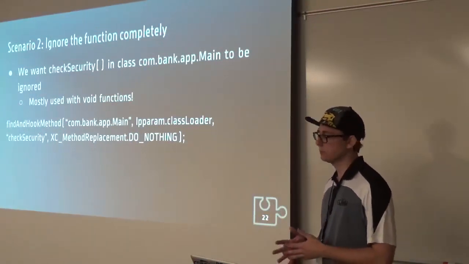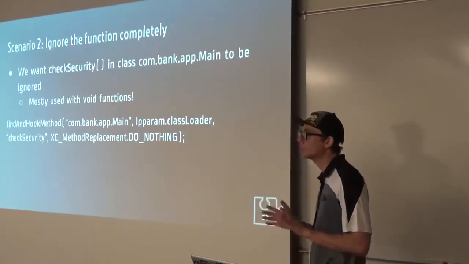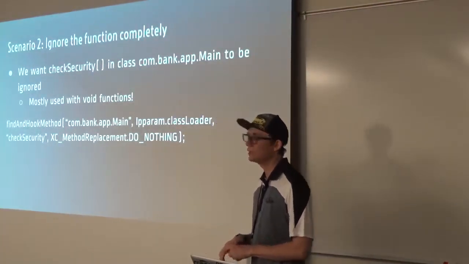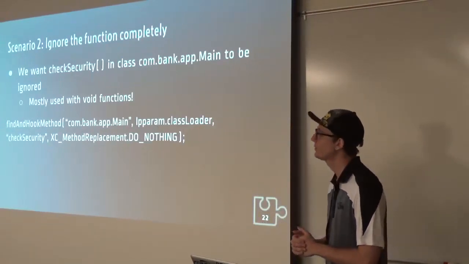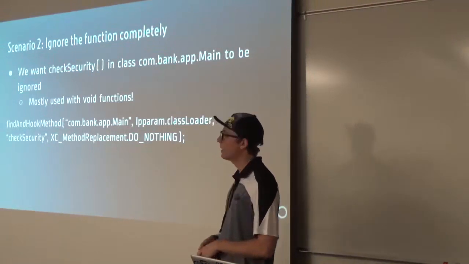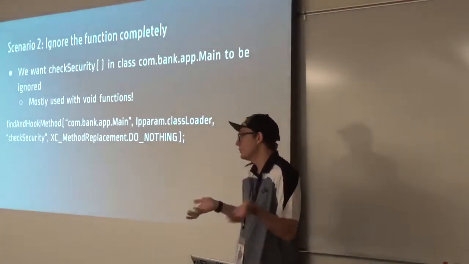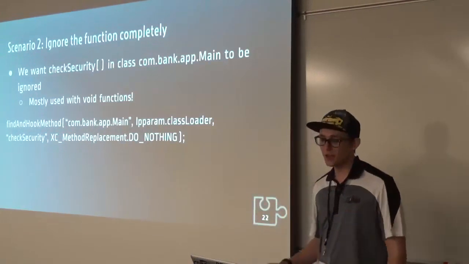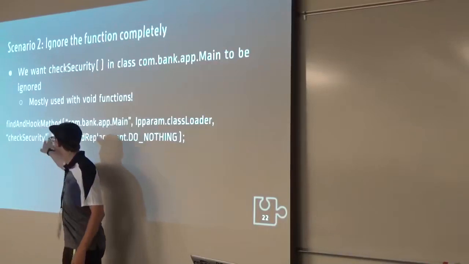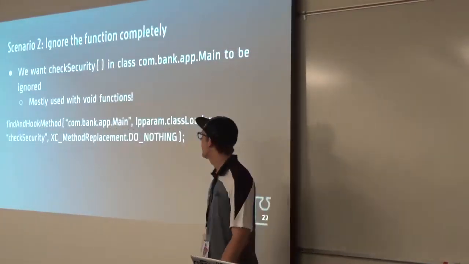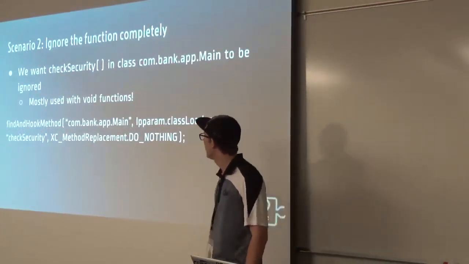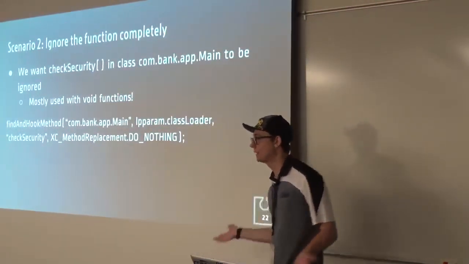Scenario 2 is we just want to make it do nothing. This is more used for void functions, because usually non-void functions will expect some sort of return, and if it doesn't return anything, it could crash your app. But there's void functions to do all sorts of things, like if we have a function called check security, and we don't want it to do that. No security here. Very similar, same kind of thing, except this time this one has no arguments, so there's no arguments after the function name itself. We have XC method replacement do nothing, which is fairly straightforward. This will just make this method not do anything at all.